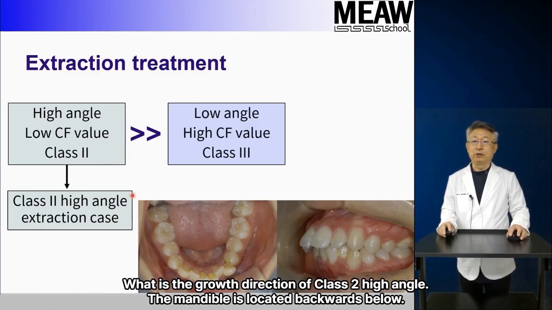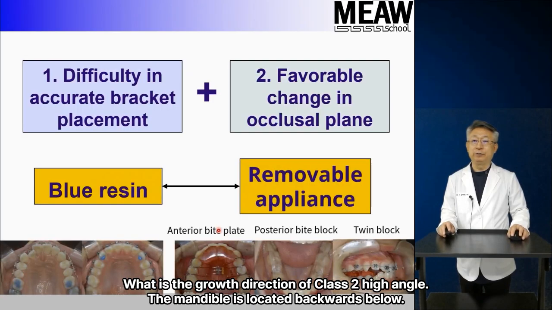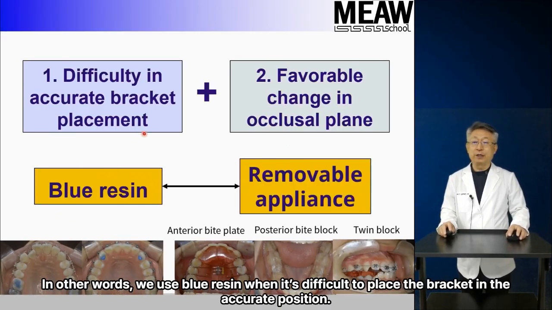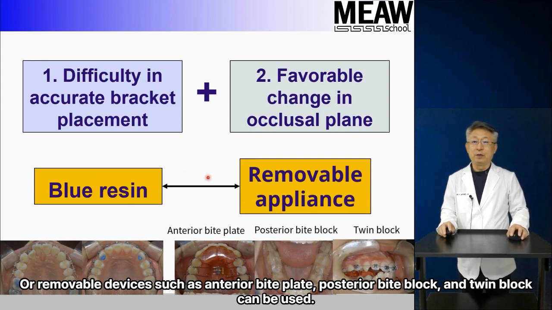What is the growth direction of Class 2 high-angle? The mandible is located backwards and below. Especially in premolar extraction cases, we need to consider how to solve the difficulty in accurate bracket placement and to lead to a favorable change of the occlusal plane. In other words, we use blue resin when it's difficult to place the bracket in the accurate position, or removable devices such as anterior bite plate, posterior bite block, and twin block can be used.